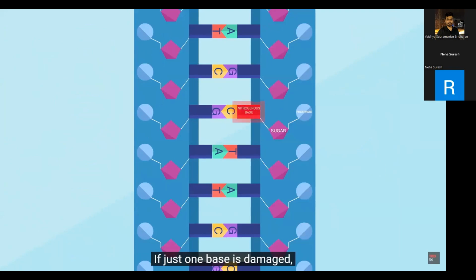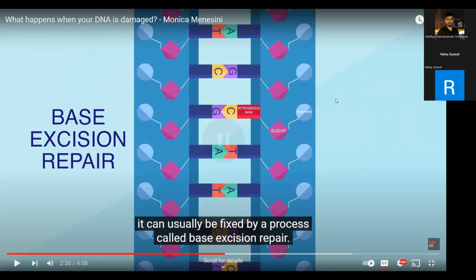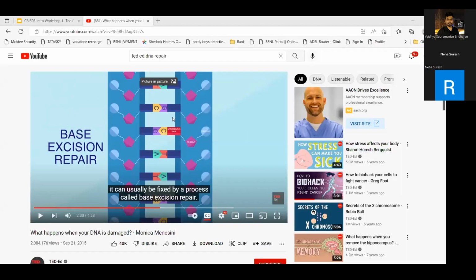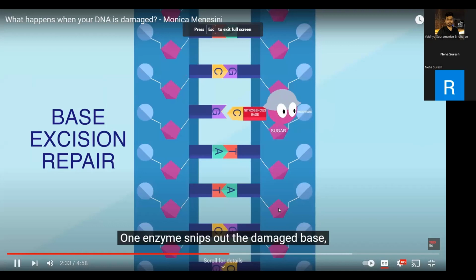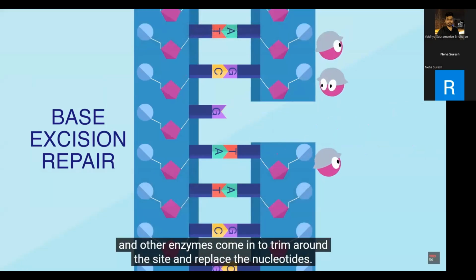If just one base is damaged, it can usually be fixed by a process called base excision. So base excision repair is usually what happens with a single-stranded break. The double-stranded break is handled by other pathways. In excision repair, one enzyme snips out the damaged base, and other enzymes come in to trim around the site and replace the nucleotides.